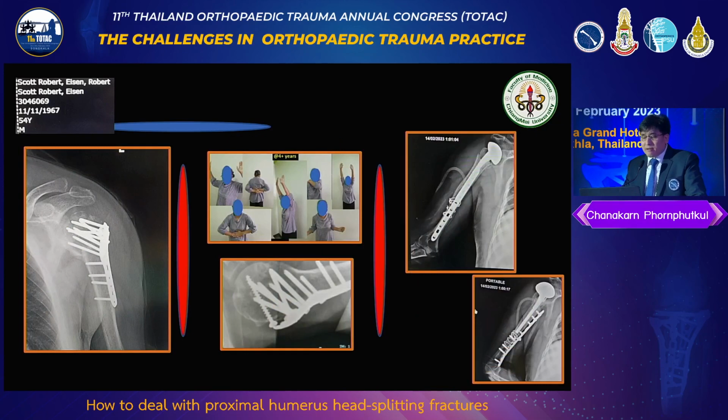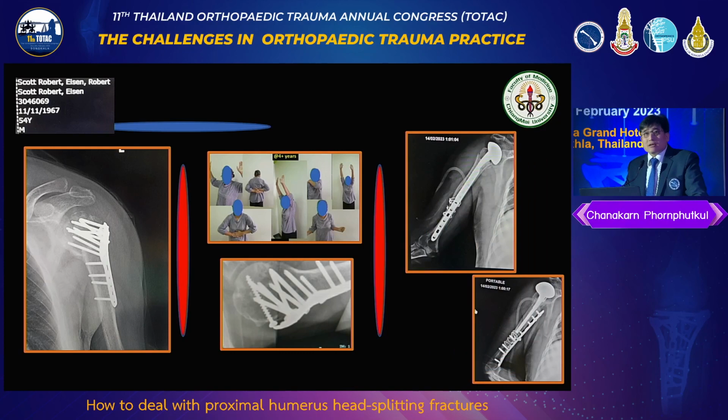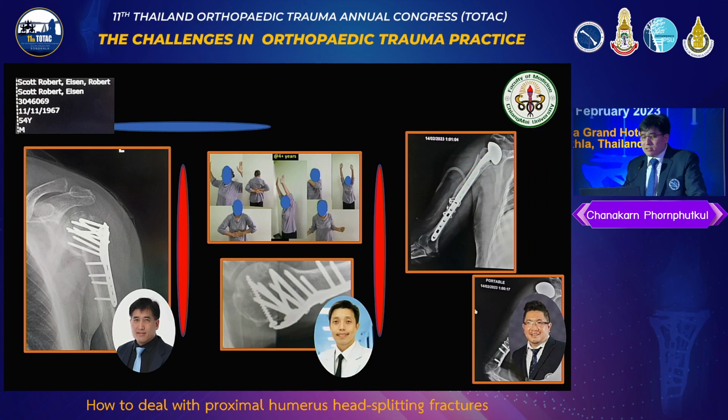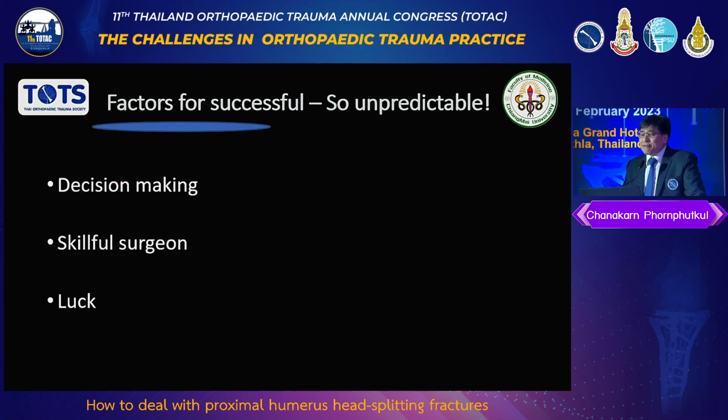Four months later, my case developed avascular necrosis. Ajahn Ekavit's case healed very well, and Ajahn Nathai's case got unlucky and needed another surgery. So this is what happened: winner, loser, and unlucky man. What I'm trying to say is that the factors of success are so unpredictable in head-split fractures in patients around 50 years old. So you need good decision-making, a skillful surgeon, and of course you need luck to help you in practice. Thank you very much for your attention.